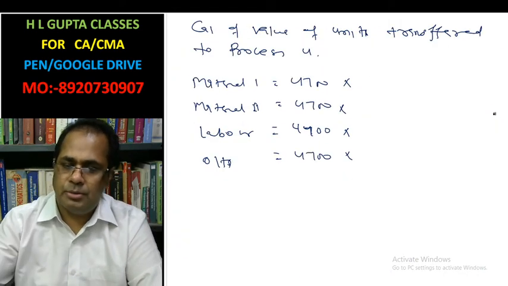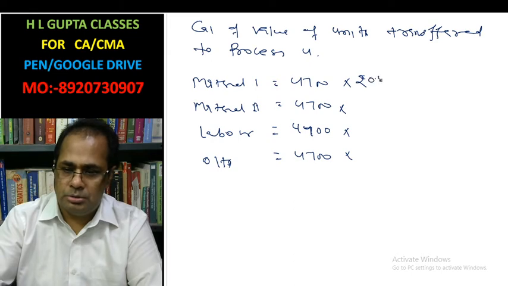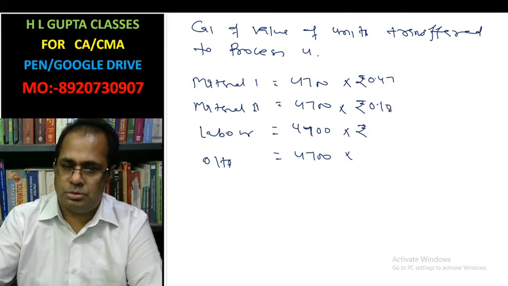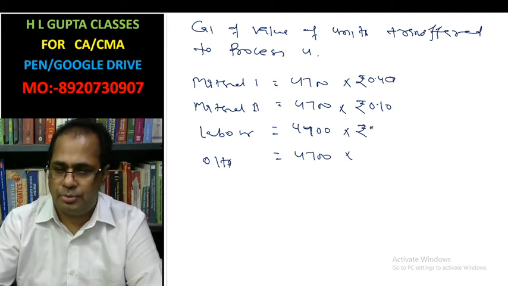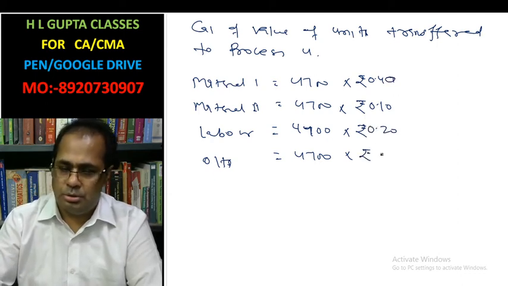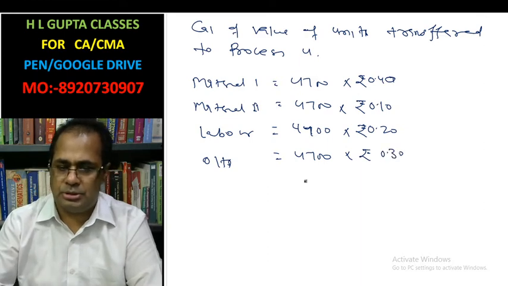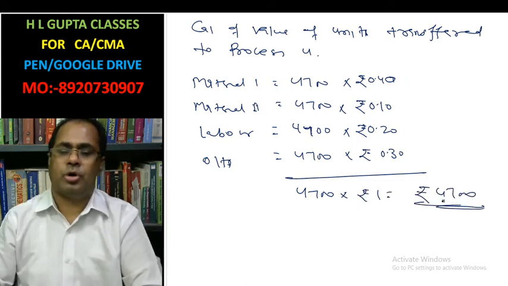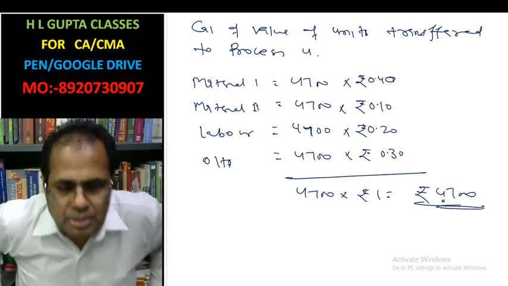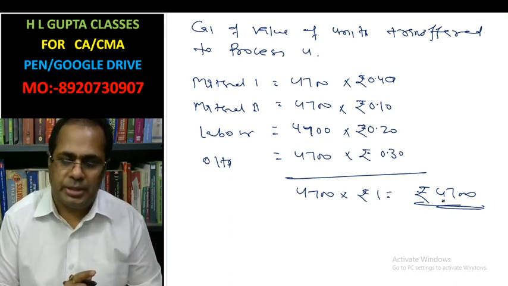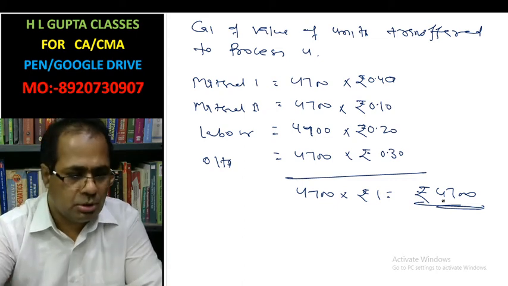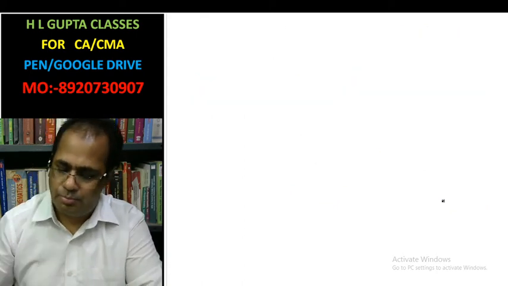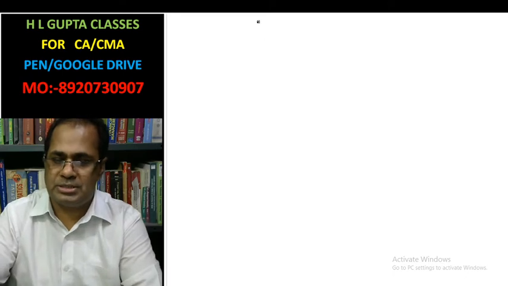Now the costs are 0.40, 0.10, 0.20, 0.30. That is, 4700 into rupee 1 equals rupees 4700. Okay, we have calculated here the value of each component. Now we can make the process accounts, process 3 account.